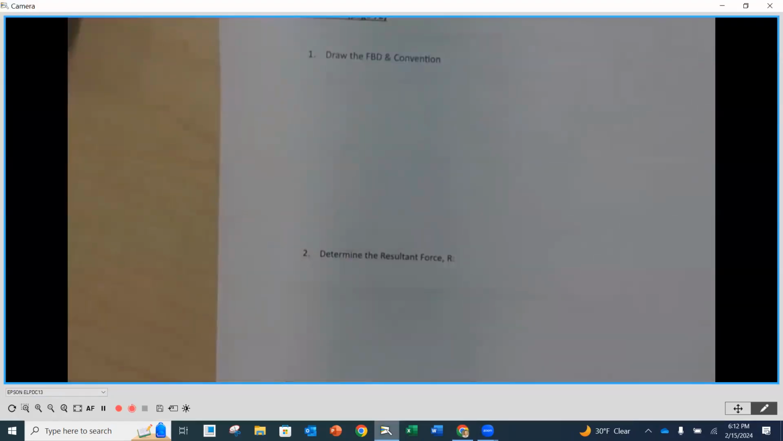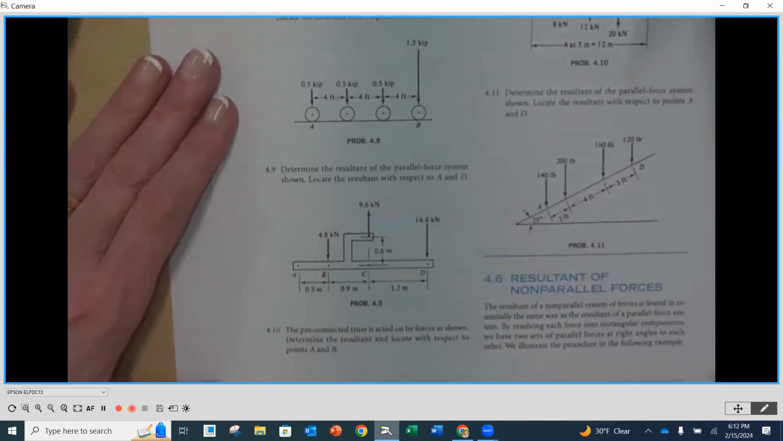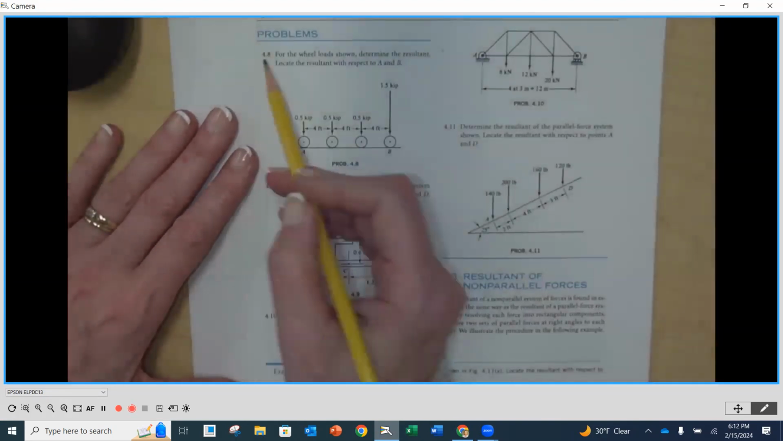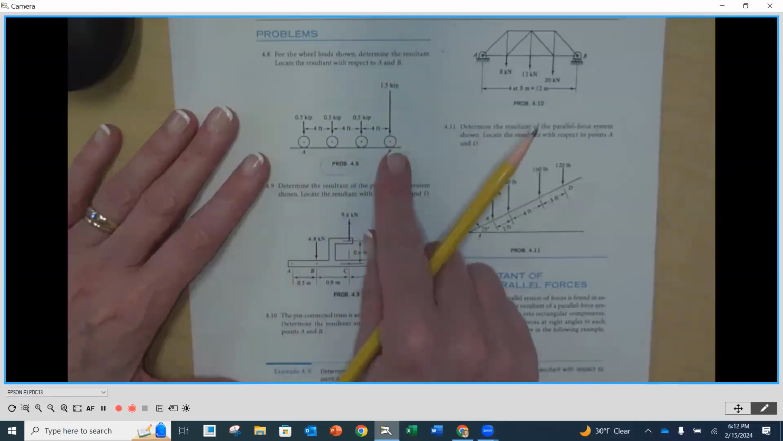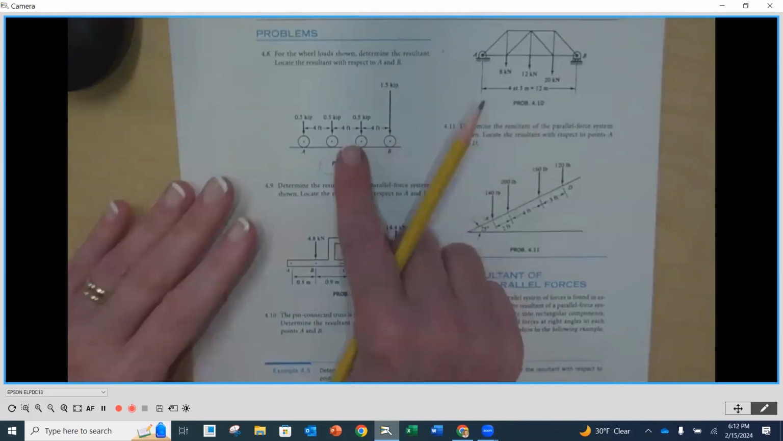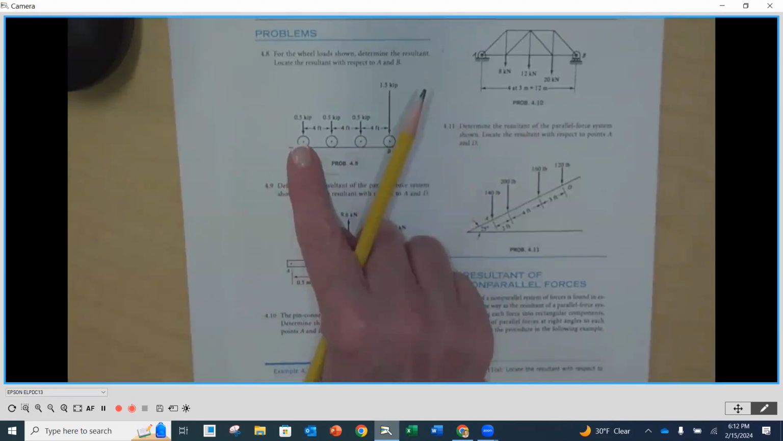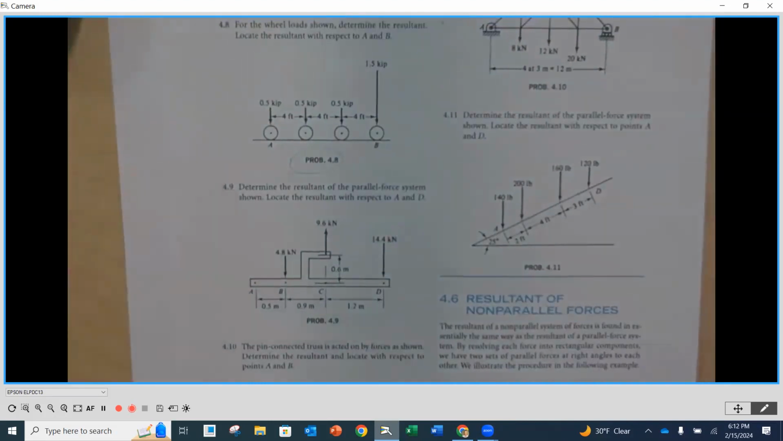And that's going to be in our chapter, not in the e-textbook. It's going to be in our chapter. So we're going to go to page 72. Okay, 4.8 is up here. It looks like 4 wheels are loaded as seen here. So there's a 1.5 kips and then the rest are 0.5 kips. We want to find the resultant and locate it to have the same net effect.